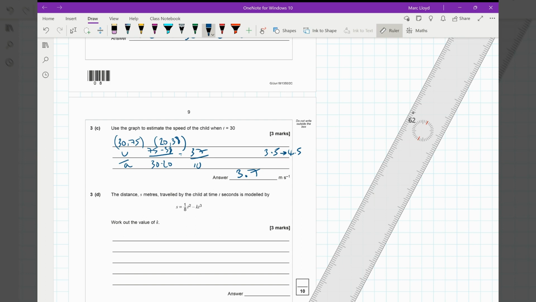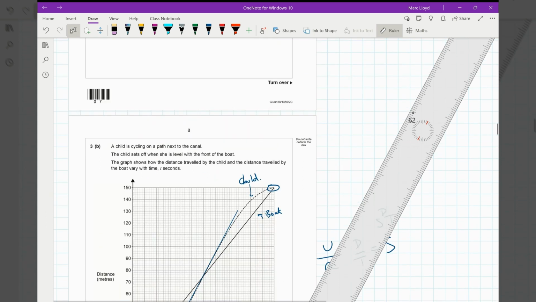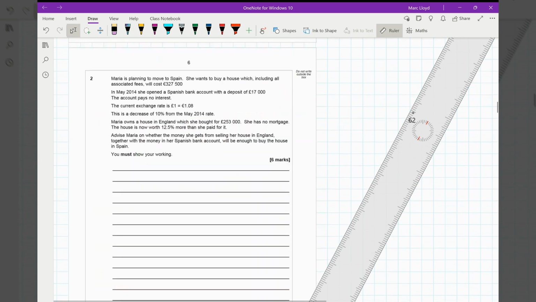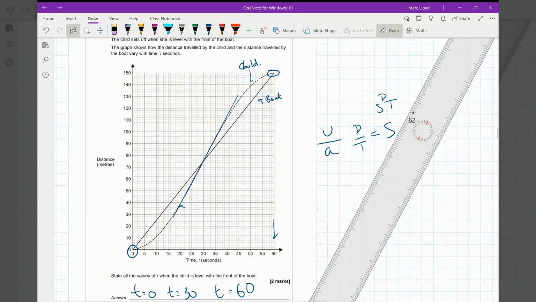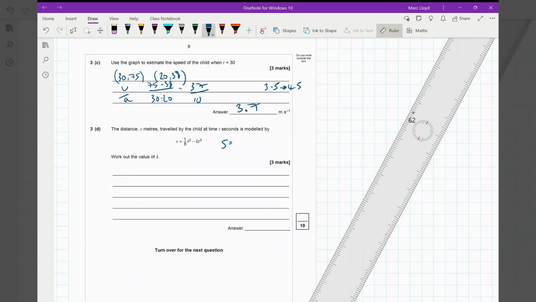Okay, the distance s travelled by the child at the time t is modelled by s equals 1/8 t squared take away k t cubed. Work out the value of k. Now, what I need is a value of s and a value of t. We've got one that we used earlier, 30 and 75. So I'm going to use that. s equals 75 and t will equal 30. So at 30 seconds, that distance is 75, and we substitute that into the formula.